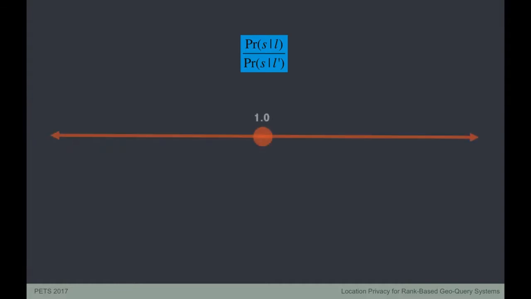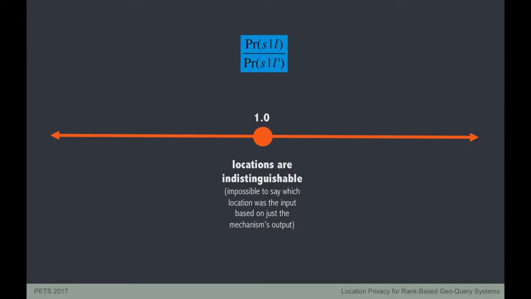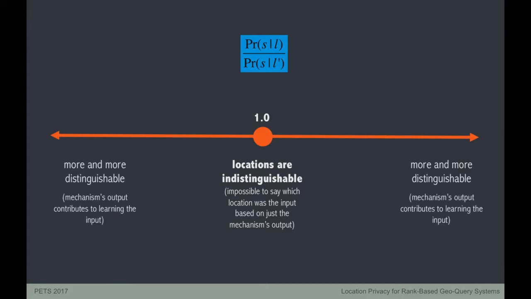Okay? And then we say, okay, if this value is 1, essentially what it is saying is that given S, it's independent of L. So there's no way you can figure out if L was used to generate S or L prime was used to generate S. Okay? Then, as you move away from this point, the locations are becoming more and more distinguishable. The ratio is basically going away from 1 at that point.